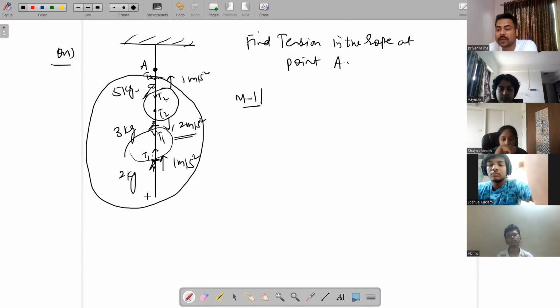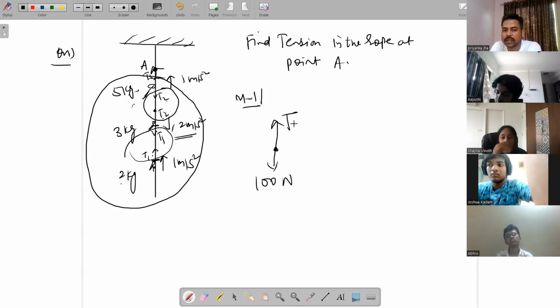So now I'll draw the FBD of this system. You can see that this system has how much mass? 5 plus 3 plus 2, that is 10 kg. And if you draw the FBD of this system, 100 Newton force will act downward, mg, and here one tension will act upward. So this tension we have to find. Okay, now net force you have to find.